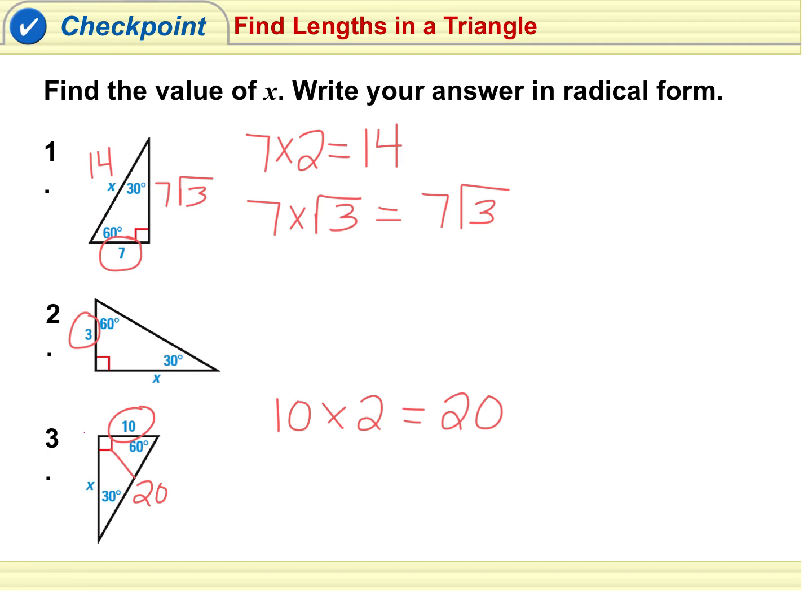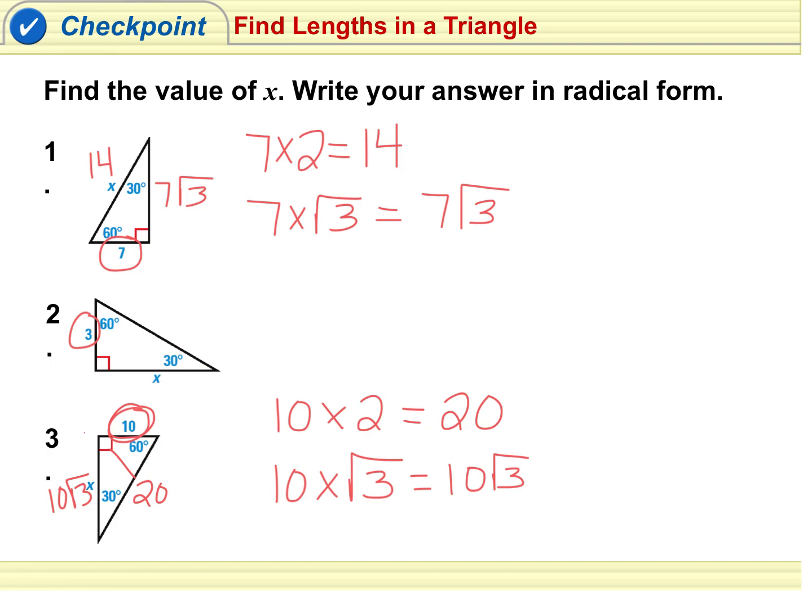Can I go from the hypotenuse? No, I have to go back to my starting point that I circled. How do I get to the long leg? Times by square root of 3, and we get 10 square root of 3. Good. So it's pretty nice when they give us the short leg, right?